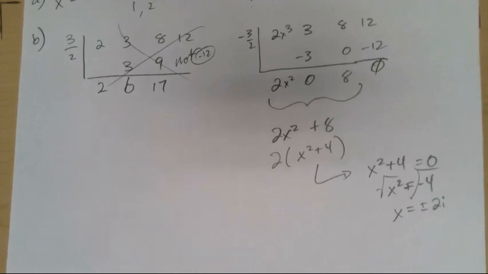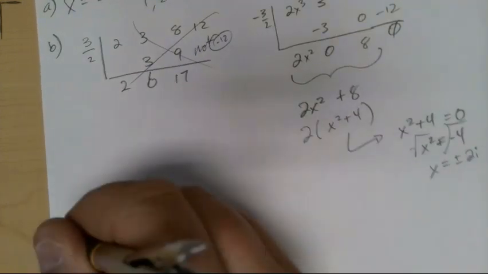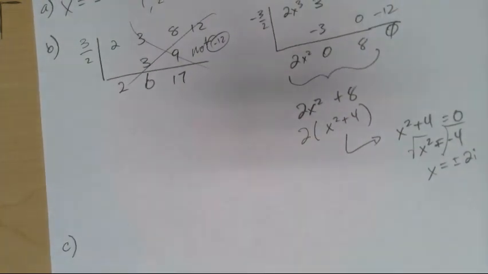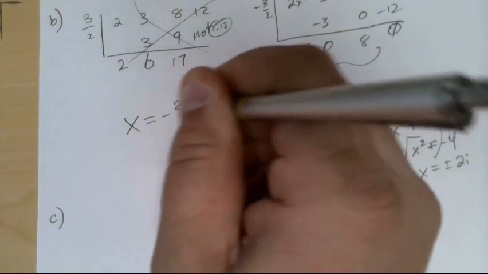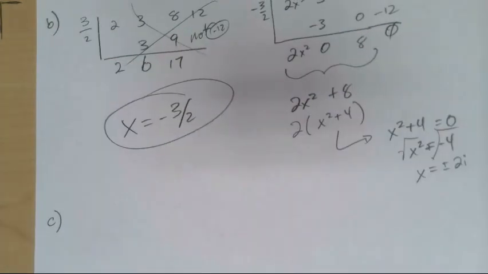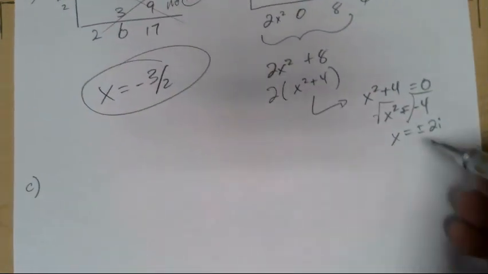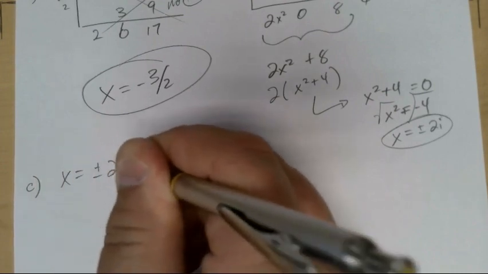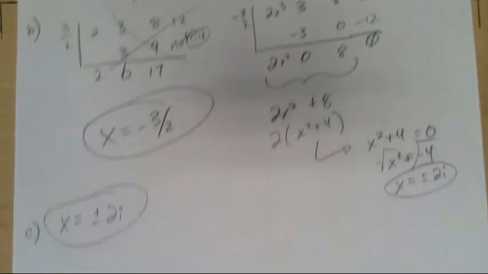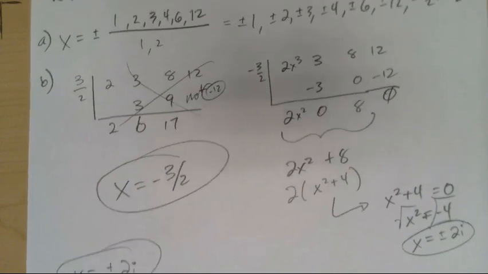Okay, so this isn't bad. For part B, they just said find the rational zeros, and I found one: x equals negative 3/2. And then for part C, they said find the complex zeros. So I found them: x equals positive or negative 2i. And there's all my work for it. Okay, so that's it, guys. That's that problem. Okay, let's do something else.